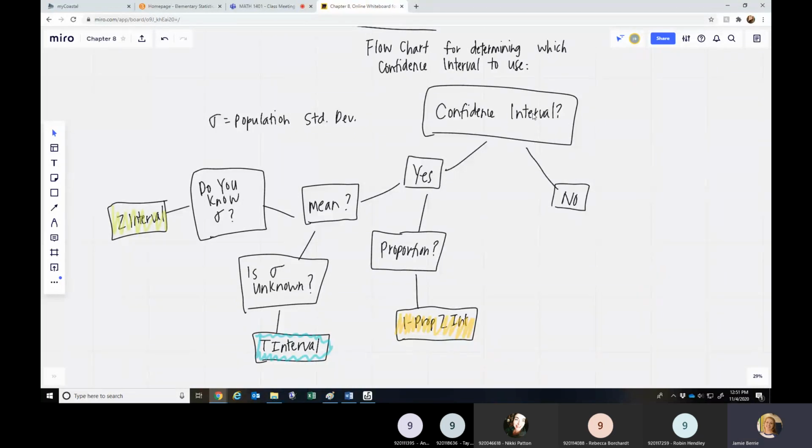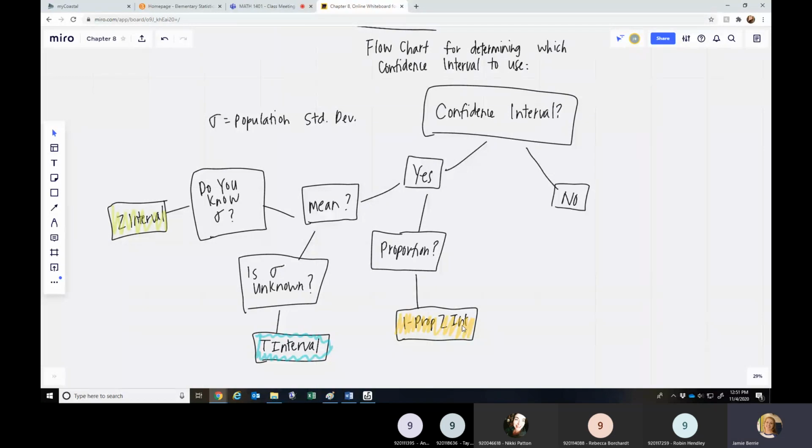So first question you ask yourself, am I doing a confidence interval here? If not, you have to use a different approach. Maybe you're doing a normal CDF problem. Maybe you're computing the minimum sample size. If yes, then you have to ask yourself two questions. Is it for a mean or for a proportion? If it's for a proportion, if you're seeing things like percentages, then you're going to do a 1 proportion Z interval.